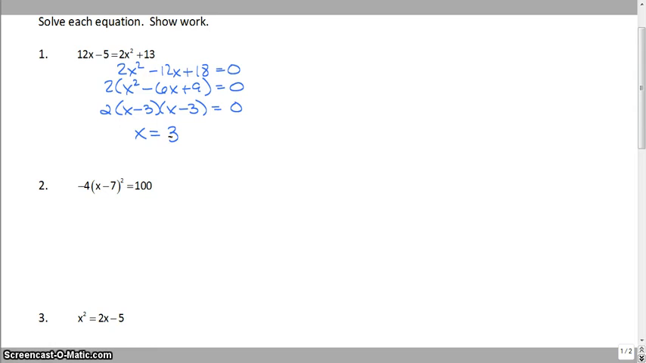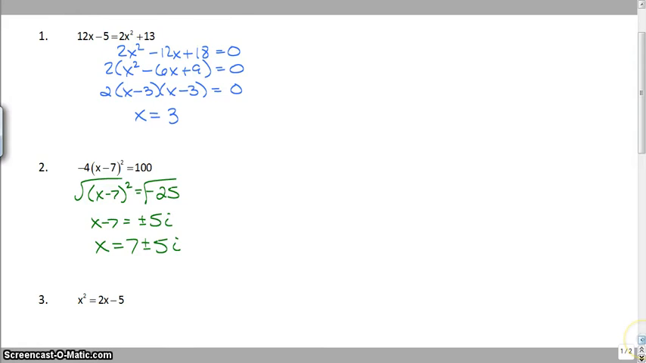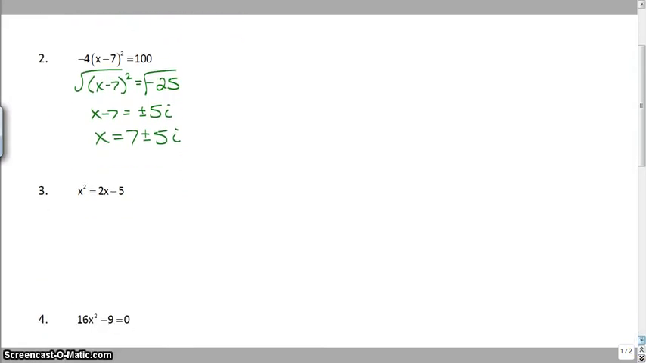Number 2, you can see that it's already set up to solve by square roots. All you have to do is divide both sides by the -4. That's going to give you x minus 7 squared is equal to -25. Square root both sides, and you get x minus 7 is equal to plus or minus 5i. Add the 7, and you get x is equal to 7 plus or minus 5i. And you're done. So try to use the most efficient strategy that you can. Okay? Let's continue to number 3, and then I'll let you have more time to try number 4 and 5.